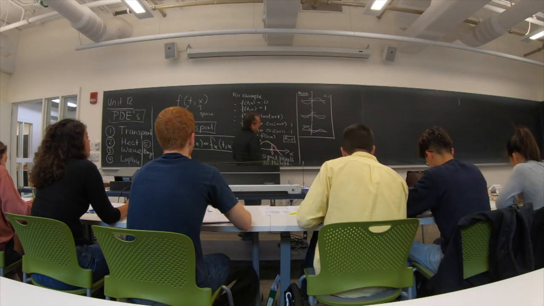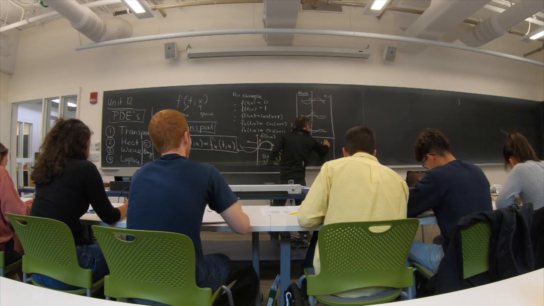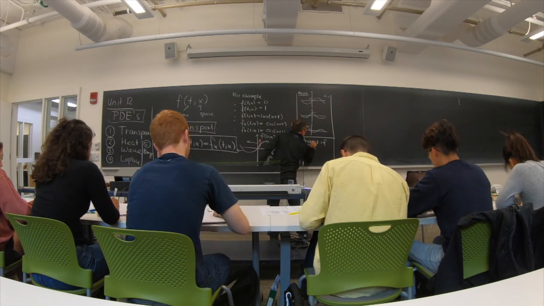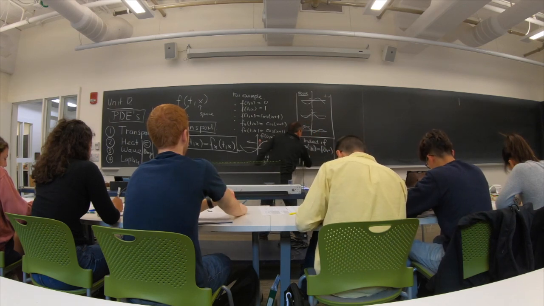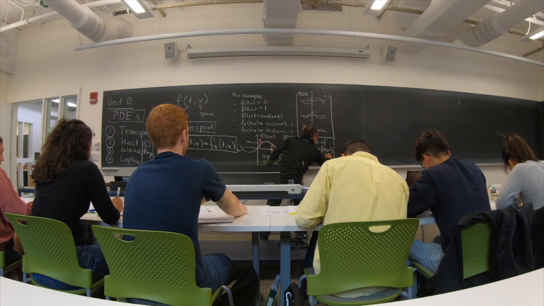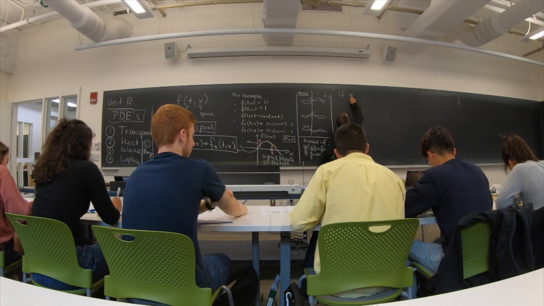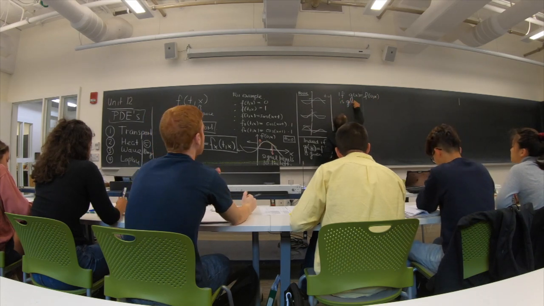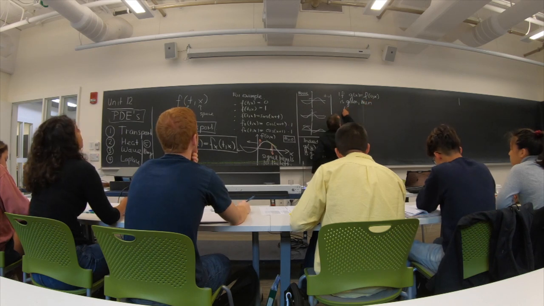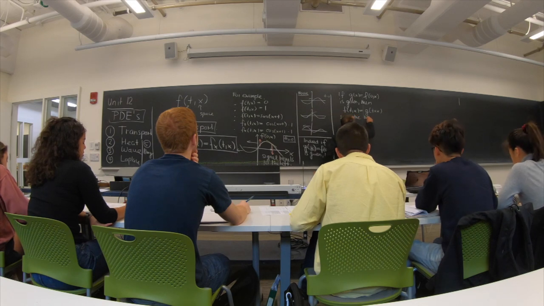So the signal translates to the left, and indeed, if g of x, let's just make it one variable, is equal to f of 0, x is given, then f of t, x is equal to g of t plus x, and that solves the transport equation.